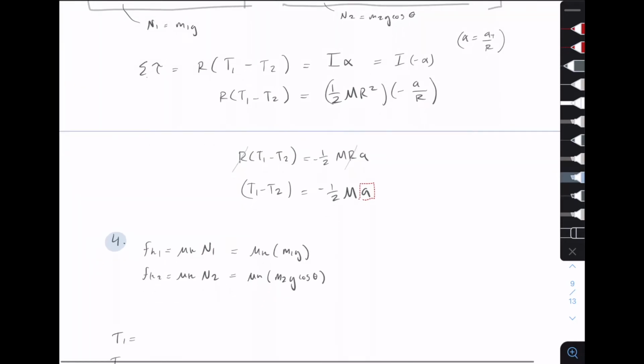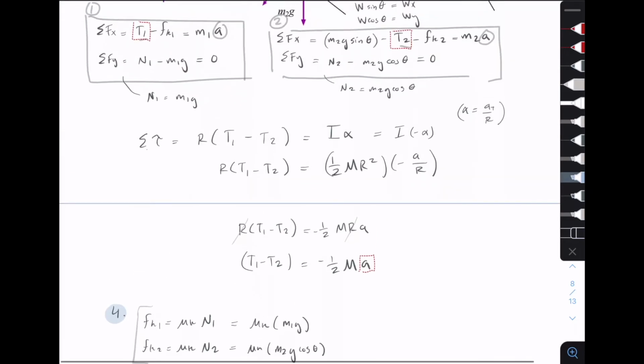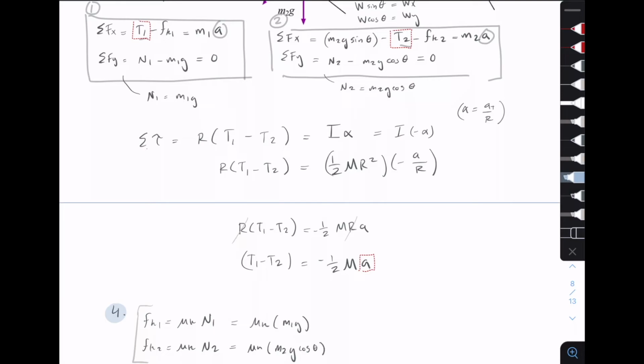Okay, so we've also got our frictional equations here. Now that we have those, let's rewrite these equations, this f of x and then this f of x, in terms of T1 and T2.